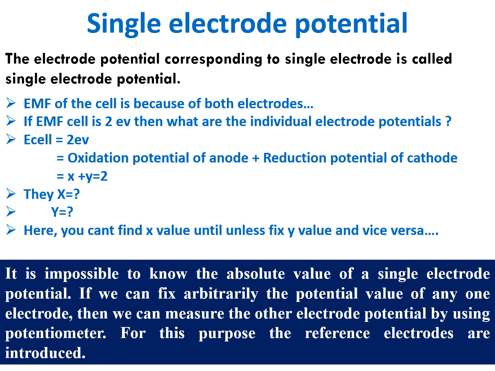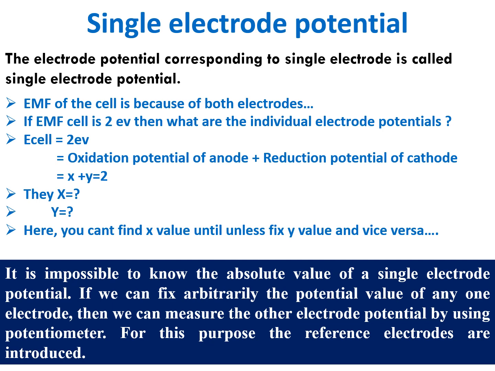I strongly recommend you watch the previous videos on electrochemistry. Why? Because every topic is interlinked. So, single electrode potential: the electrode potential corresponding to a single electrode is called single electrode potential. An electrochemical cell is a device which produces electricity by performing a redox reaction. A redox reaction means oxidation and reduction take place, but not at one place.